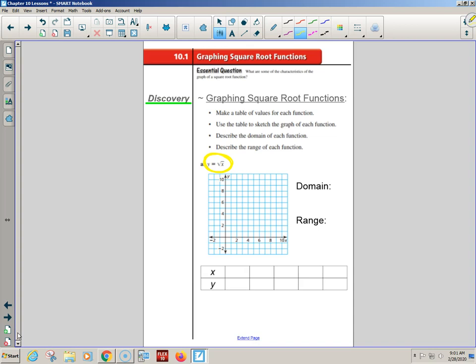What was the goal when we were making those tables? Did we just plug in whatever numbers we wanted off the top of our heads, not even thinking about it? How did we make those tables yesterday? Oh, come on, you guys are doing great at tables.